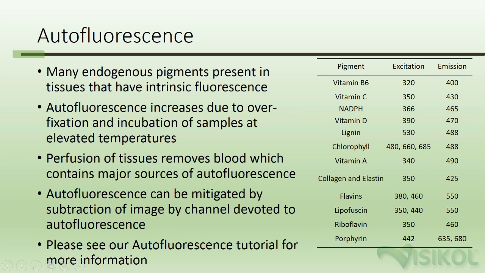Autofluorescence. Many endogenous pigments present in tissues have intrinsic fluorescence. Autofluorescence can increase due to overfixation and incubation of samples at elevated temperatures. Perfusion of tissues removes blood which contains major sources of autofluorescence and is recommended for larger tissues. Autofluorescence can be mitigated by subtraction of image by a channel devoted to the autofluorescence channel. Please see our autofluorescence tutorial for more information.